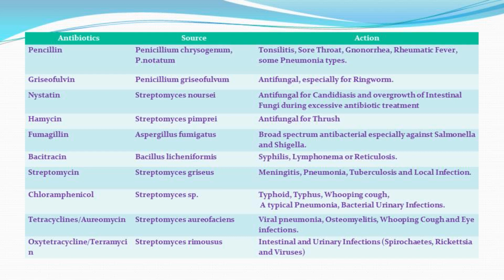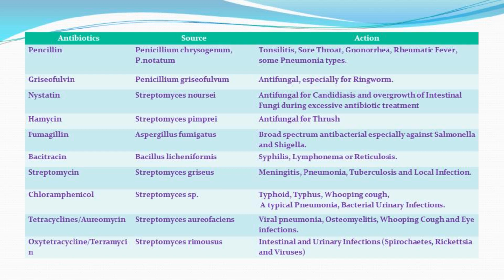Here comes the list of antibiotics with their source and action. For example, penicillin, which is obtained from Penicillium chrysogenum or Penicillium notatum, is used to treat tonsillitis, sore throat, gonorrhea, rheumatic fever, and some pneumonia types. Griseofulvin, which is obtained from Penicillium griseofulvum, is used as an antifungal, especially for ringworm. Bacitracin, obtained from Bacillus licheniformis, is used in the treatment of syphilis, lymphoma, or reticulosis.